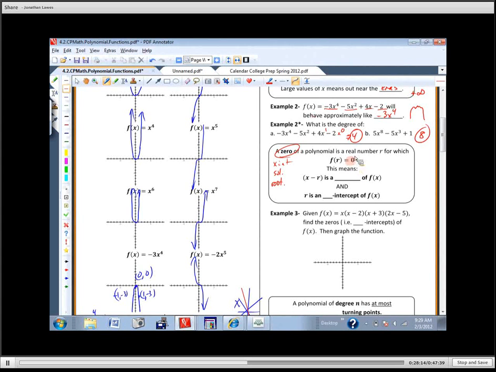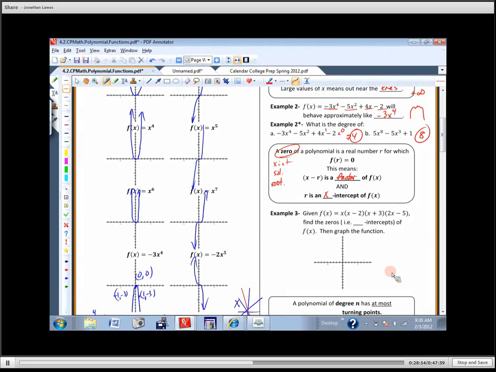If the y-coordinate is 0, if the function value is 0, where is it? Well, yeah, but 0 is the y-coordinate. Where are you if your y-coordinate is 0? You're on the x-axis. Very good. You didn't go up or down. You just went right or left. Okay? So that's why it's another way to describe what the x-intercepts are. If that function value is 0 there, then that means x minus r is a factor. And it also means that r is an x-intercept.